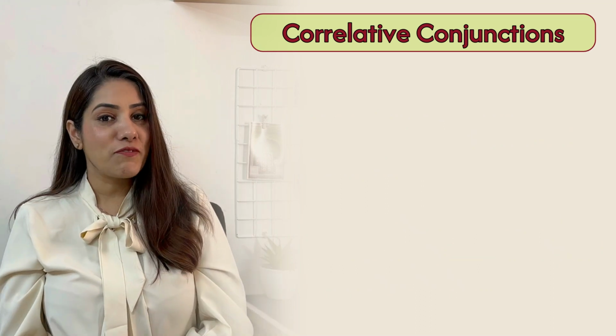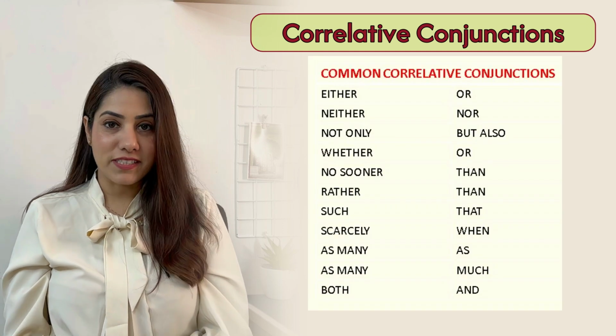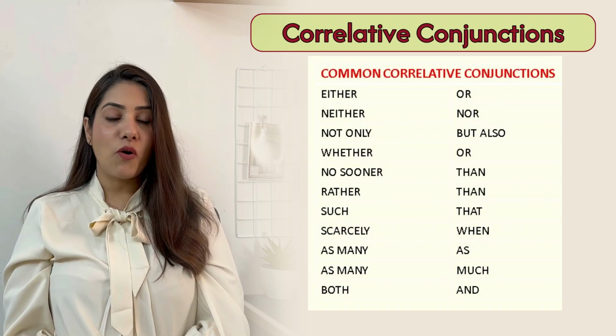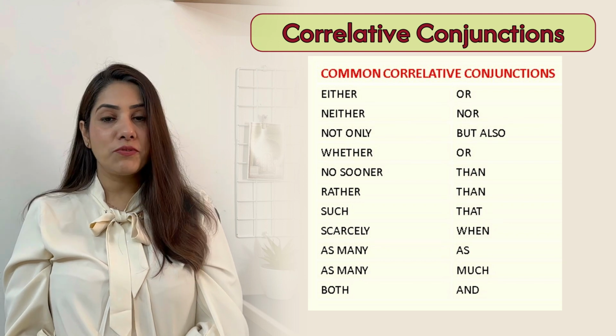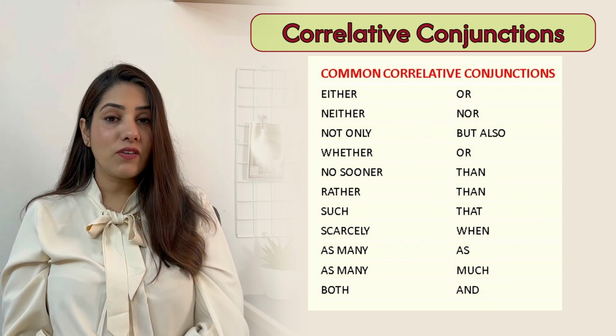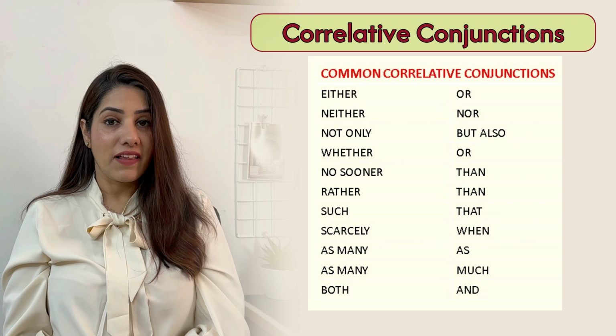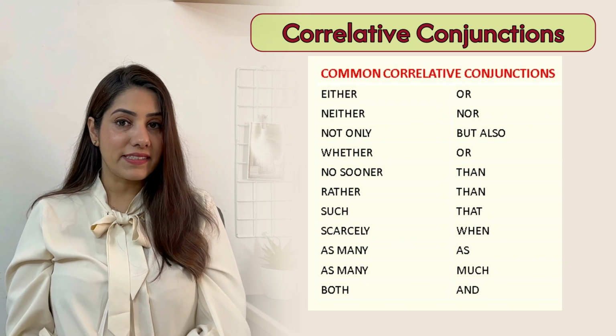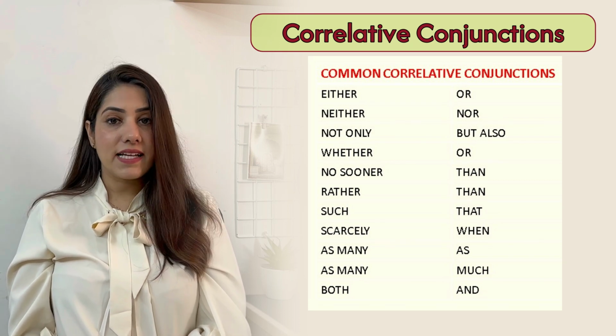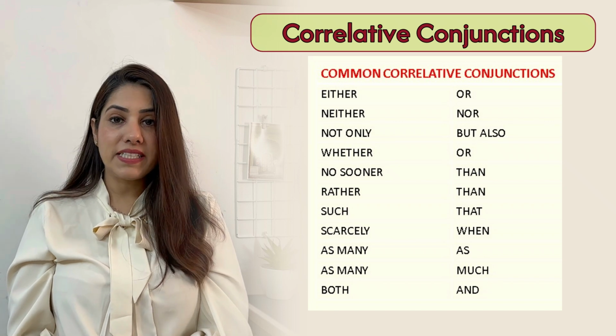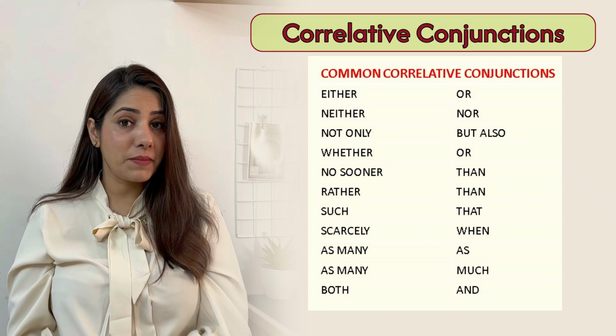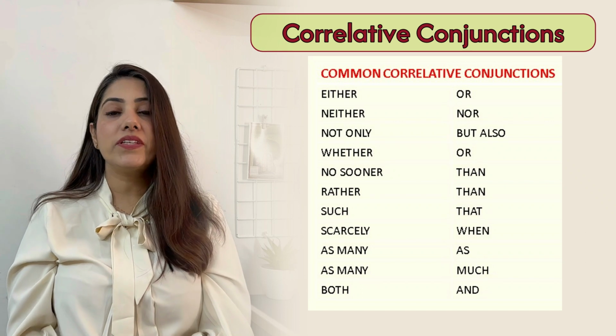Now here is a list of some common correlative conjunctions. Either or, neither nor, not only but also, whether or, no sooner than, rather than, such that, scarcely when, as many as, much, both and.